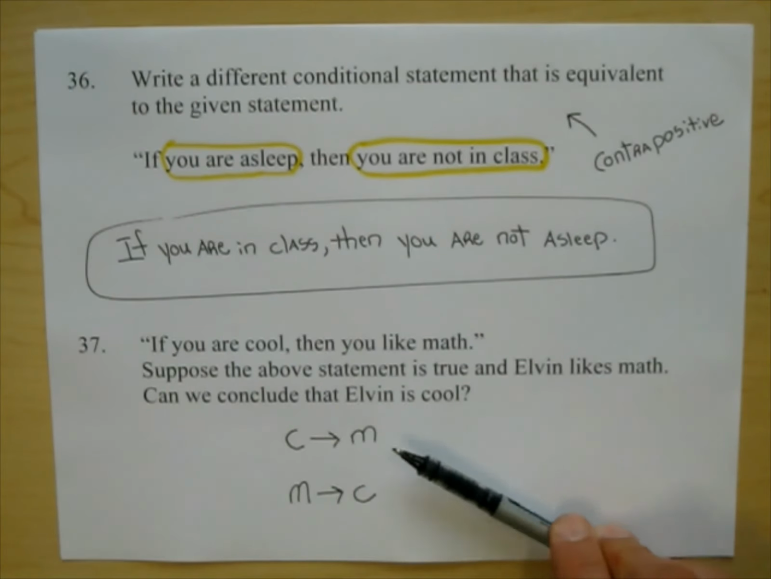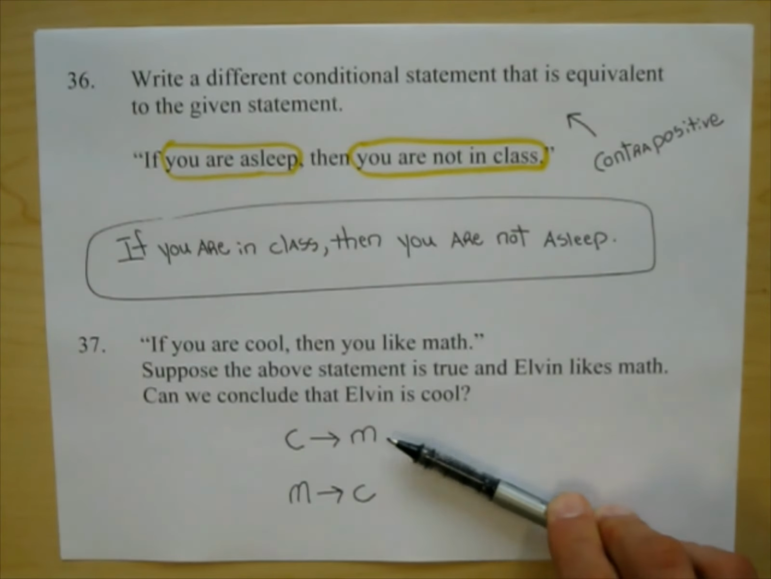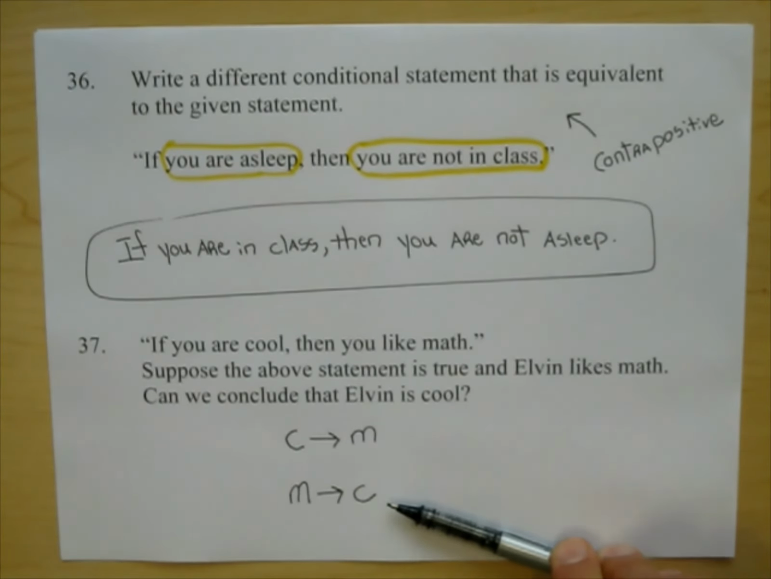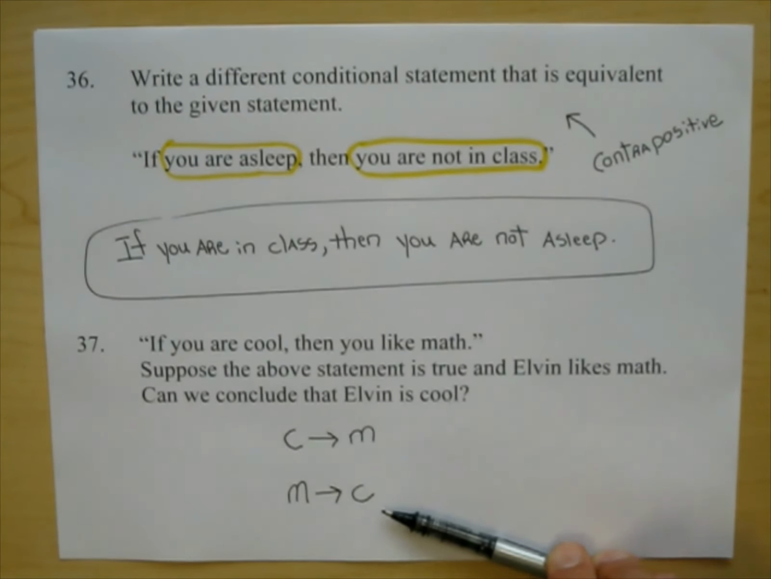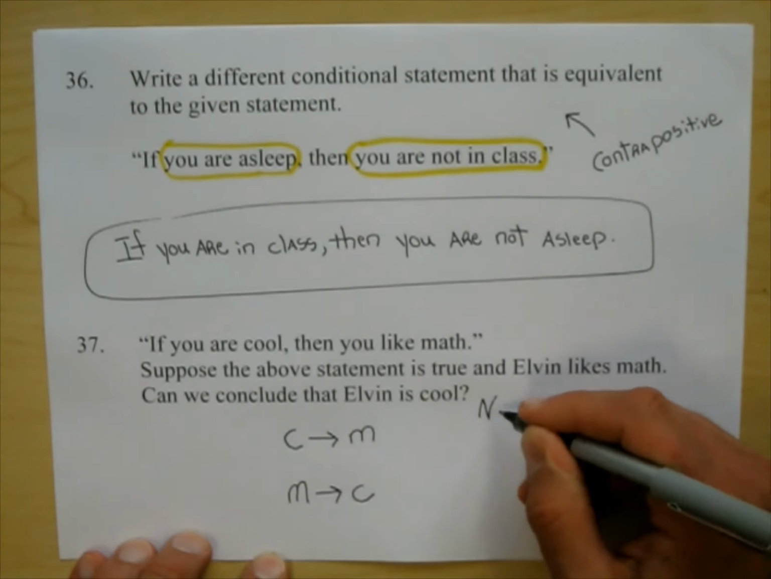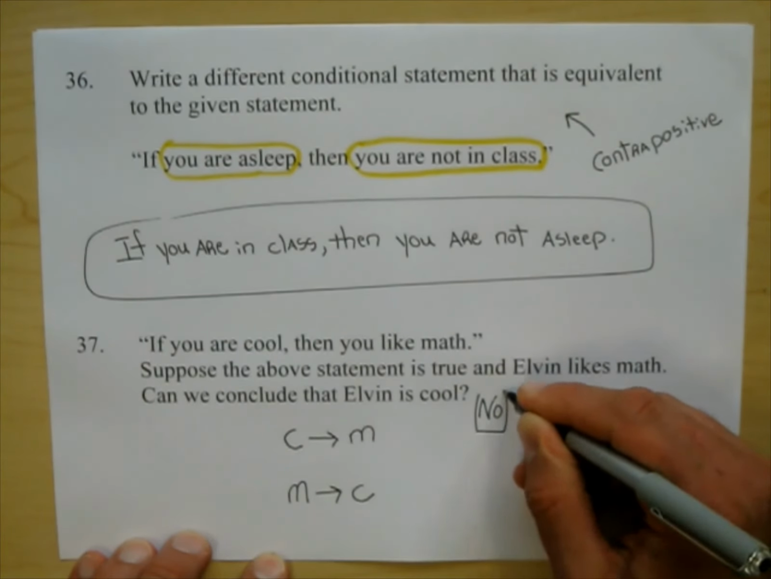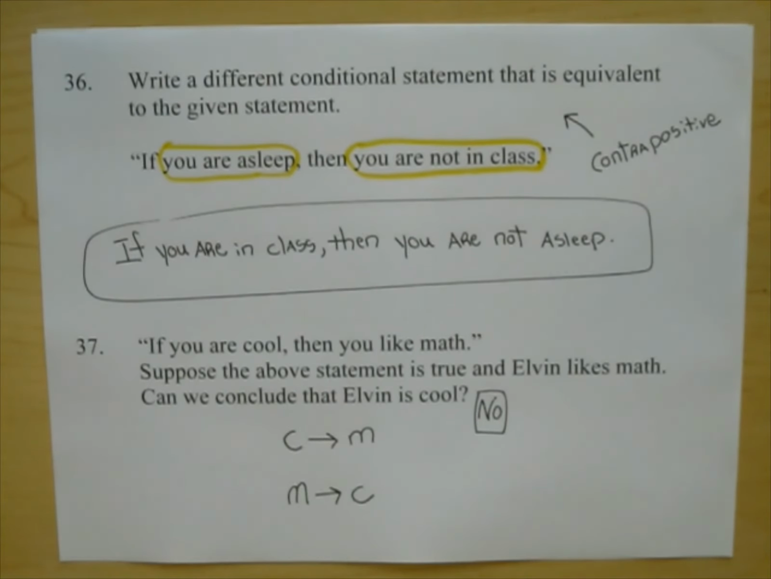So here's a statement, and what is this statement right here? The first statement is true. What is this statement? This is the converse. We cannot assume the converse. So can we conclude that Elvin is cool? Absolutely not. Not from this logic right here. And so that completes the Chapter 3 logic review.